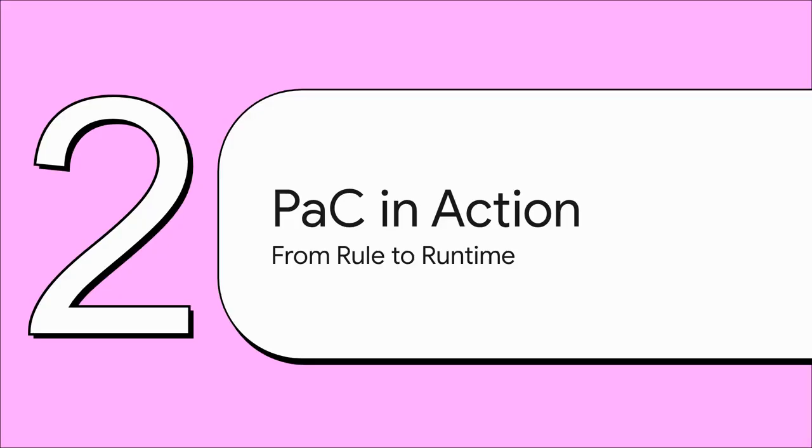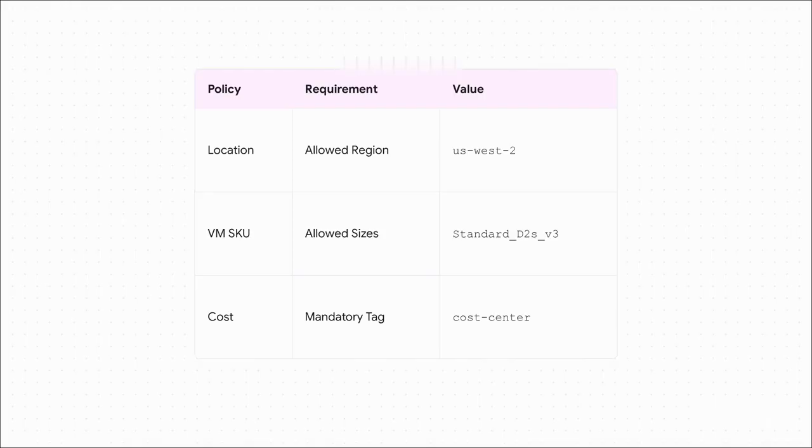Okay, so that all sounds great on paper, but what does it actually look like in the real world? How do we get from a rule typed into a text file to a deployment getting blocked in real time? Let's walk through a super simple example. It all starts with writing down simple, clear rules. For instance, we might say that for data sovereignty reasons, all of our resources have to be deployed in the US-West 2 region, period. Or maybe we want to keep costs under control, so we only allow a couple of specific VM sizes. And here's a classic.